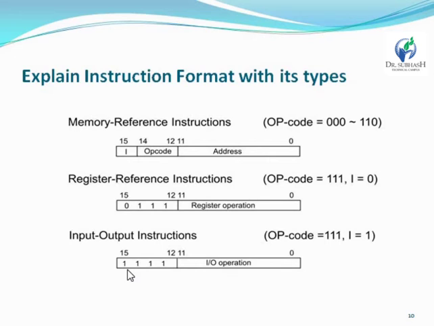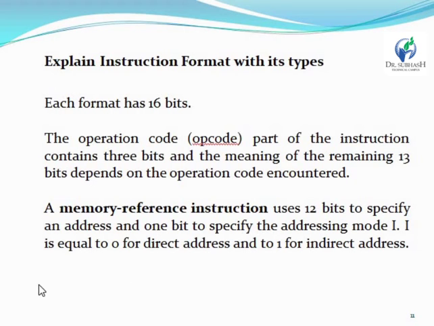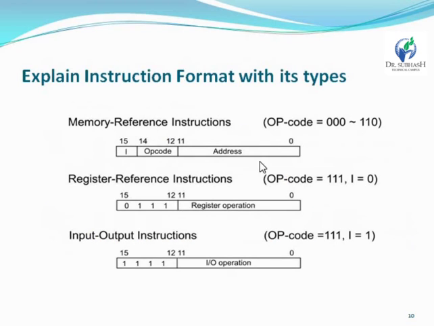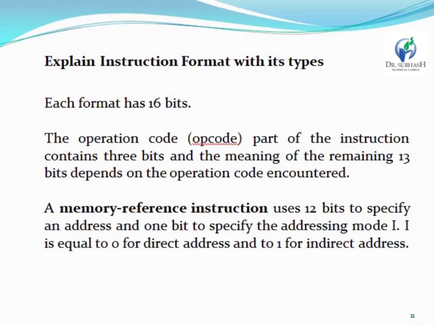Now we can show one short description here. Each format has 16 bits. We can show that, 0 to 15. It means the 16 bits of each format are common. The operation code, meaning the opcode part of the instruction, contains 3 bits, and the remaining 13 bits depend on the operation code.